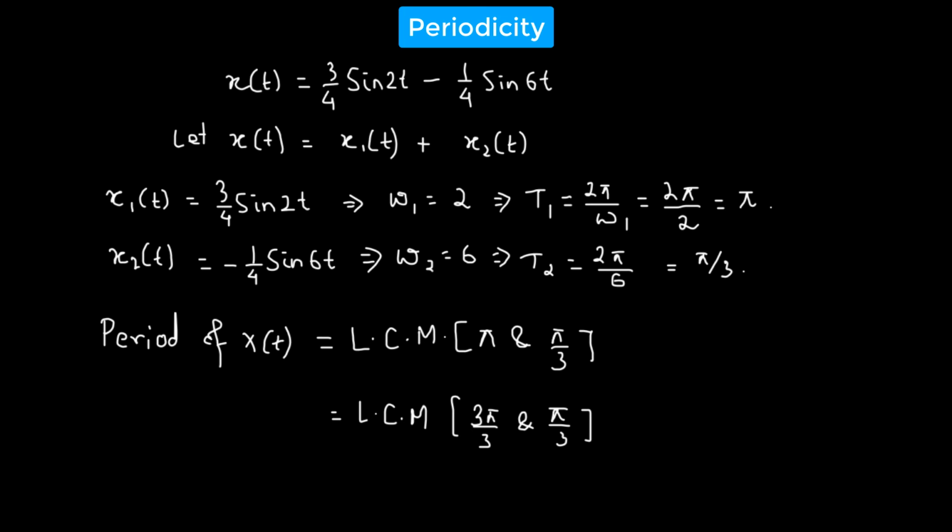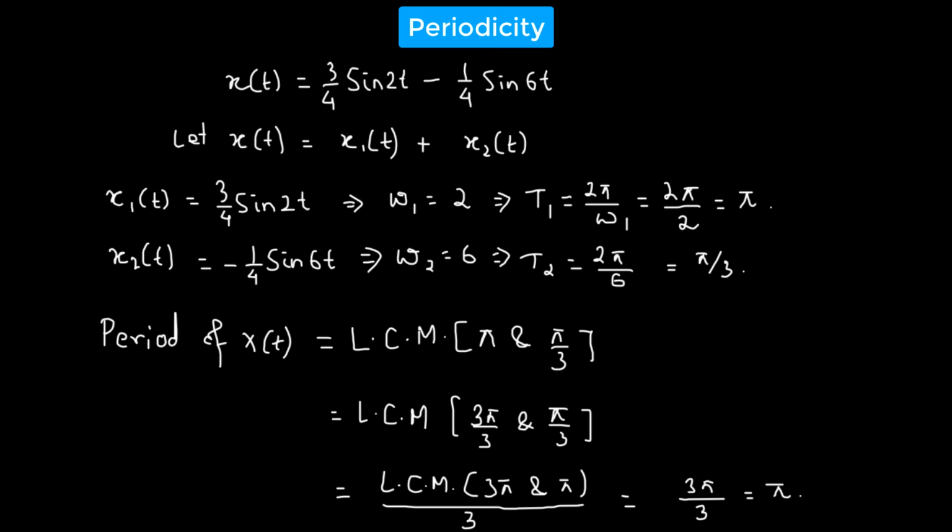So now that it has a common denominator, all we have to do is find the lowest common multiple of 3 pi and pi, and whatever the answer is, we are going to divide it by the common denominator, which is 3. The LCM of 3 pi and pi is 3 pi, so we divide it by 3. That gives us a combined period of pi. So this is the period of the function x of t.